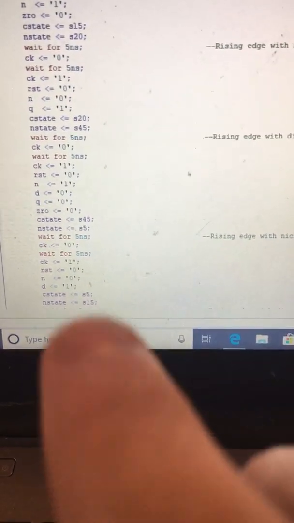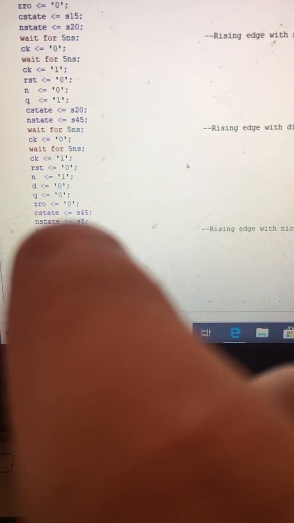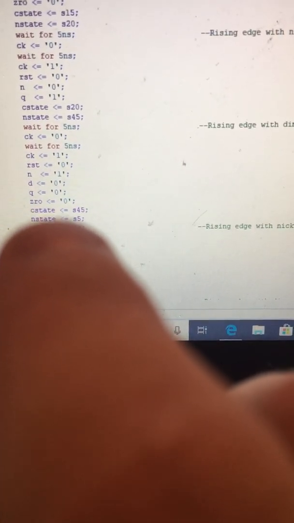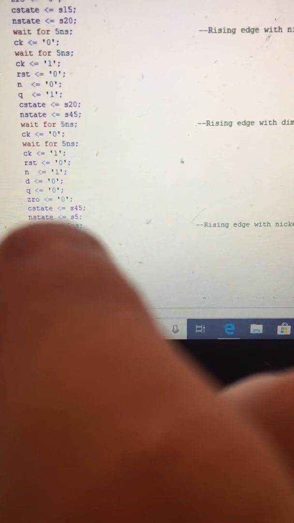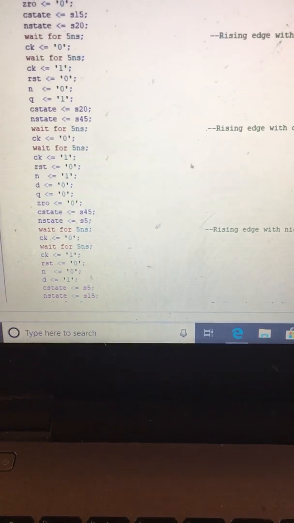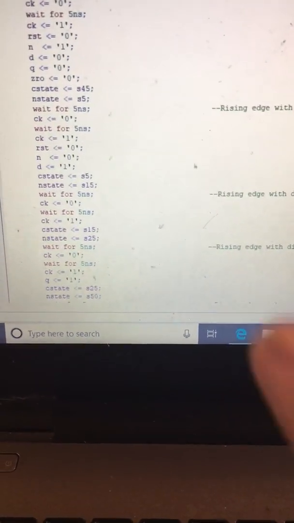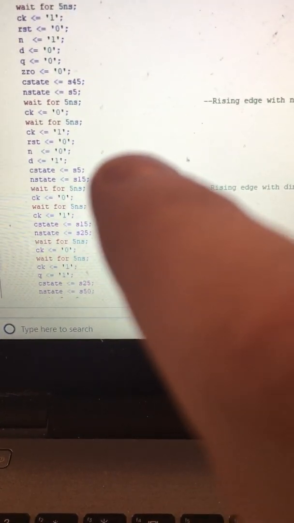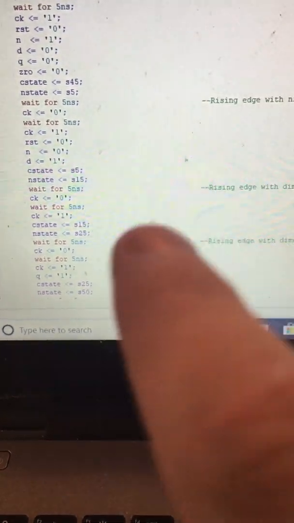And at the next rising edge, it's in state 45. And since it's in state 45, the output is 1, 1, with an item being vended and change being given. A nickel is inserted, so the next state is state 5. And then at the next rising edge, a dime is inserted, so the next state is state 15.